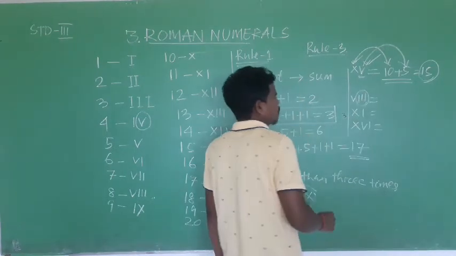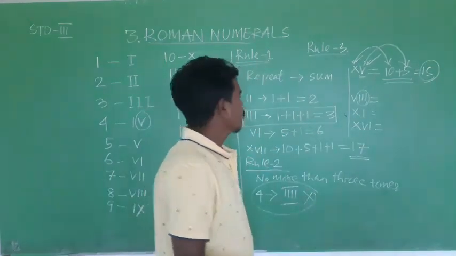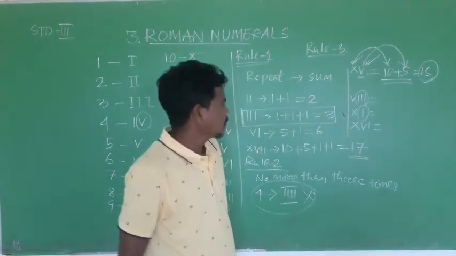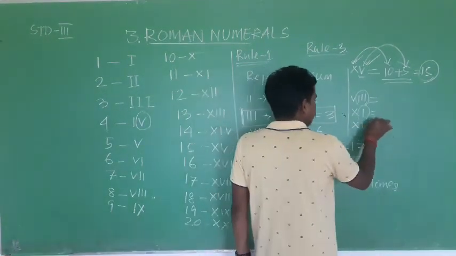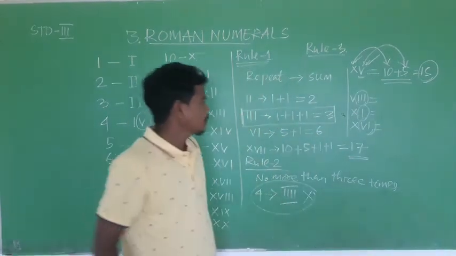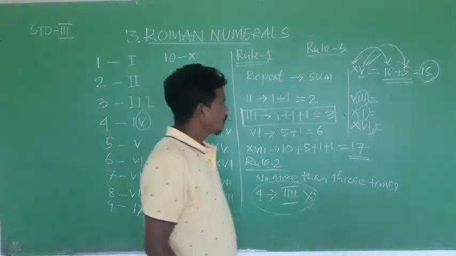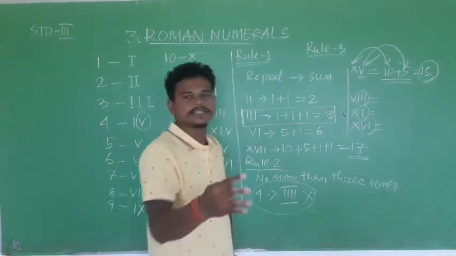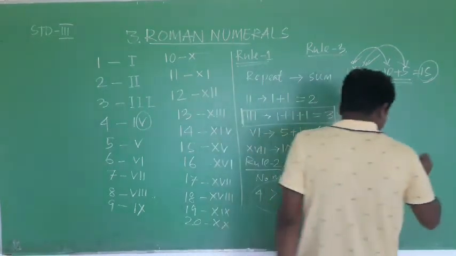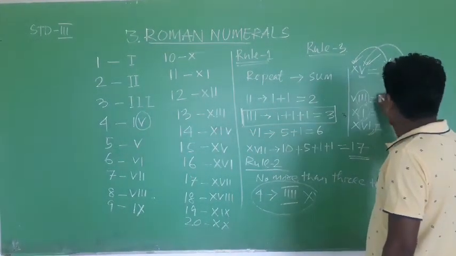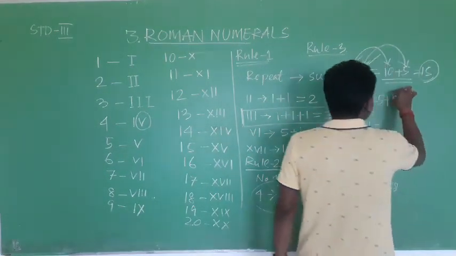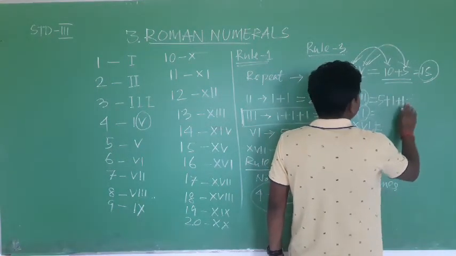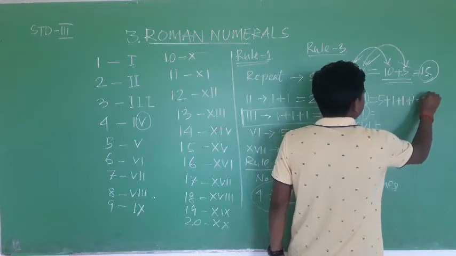I is placed after V. Then there is I placed after X. Then VI is 6, V I means 6, placed after X. So all resulting numerals will be their addition or sum. This is 5 plus 1 plus 1 plus 1 is equal to 8.